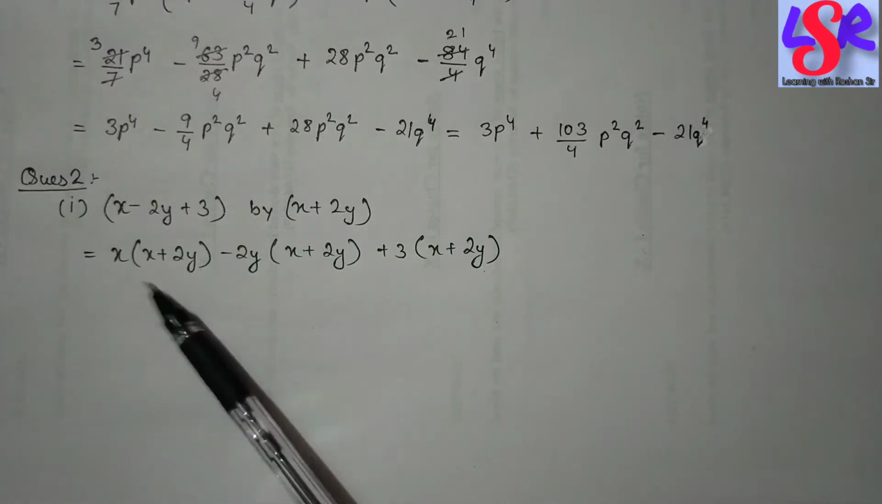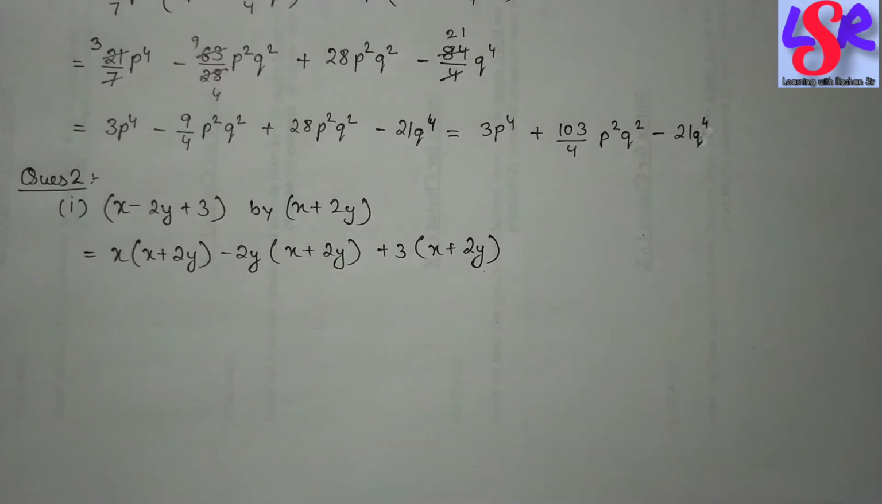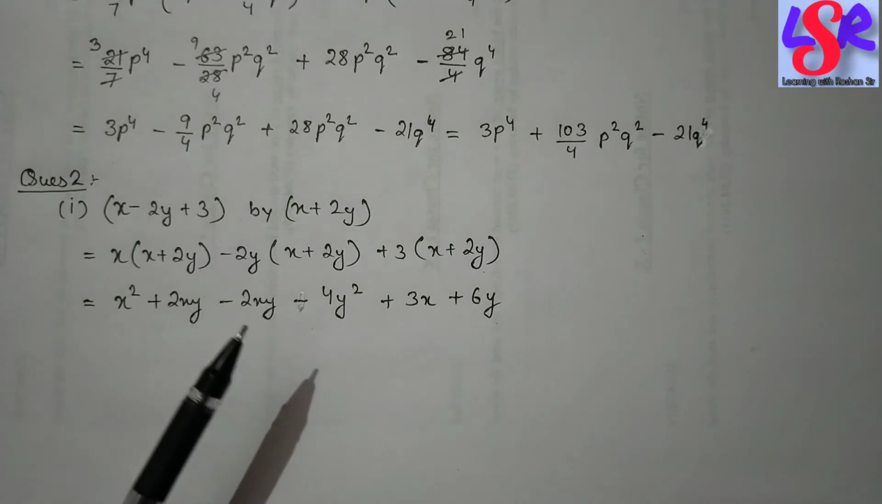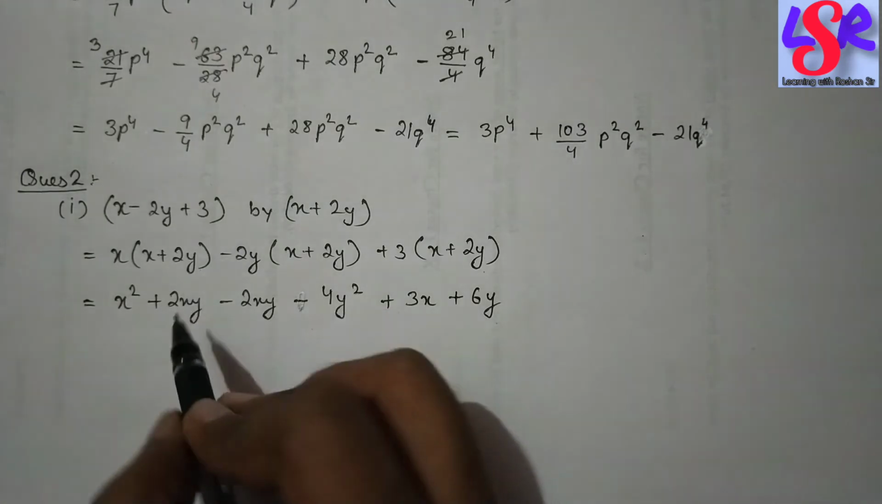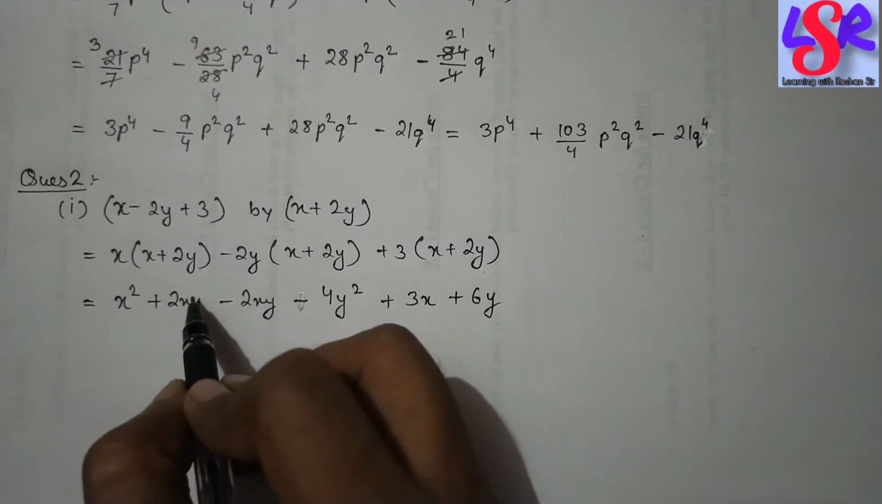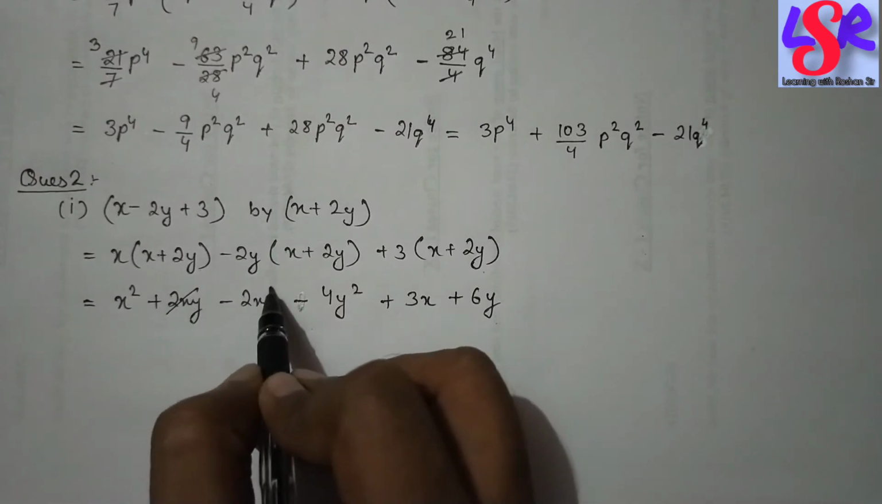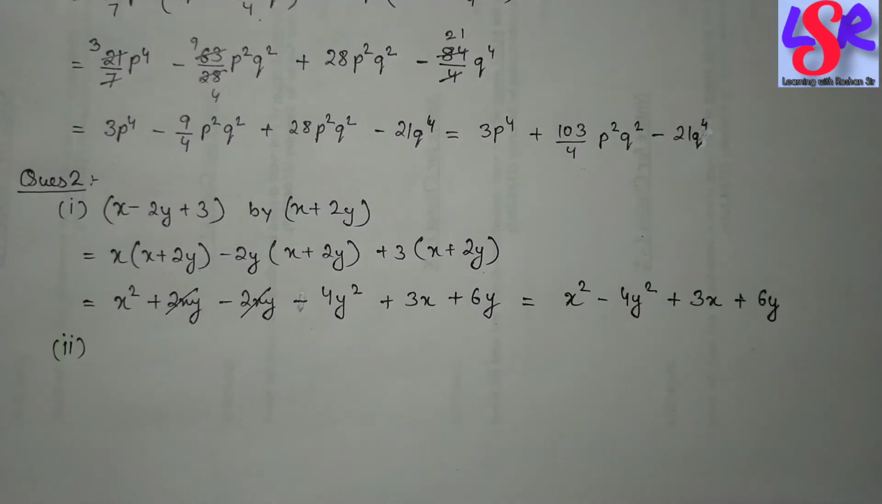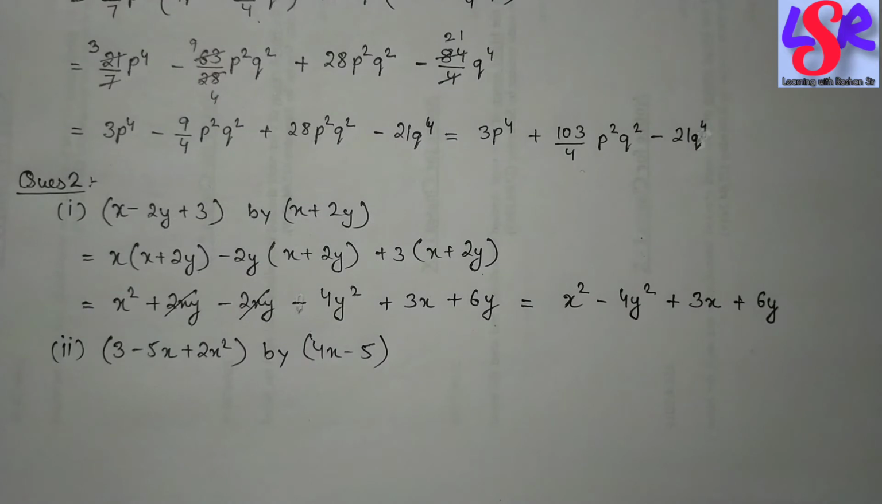Now we are going to open the brackets, and here we get this on opening all of the brackets. Now we'll go for solving the like terms, and we see that these two are the like terms and having the opposite sign, so they will be cancelled out, and the remaining will give you the final answer. Now we'll move to the next question, and here we get this in the second part of this question number 2.